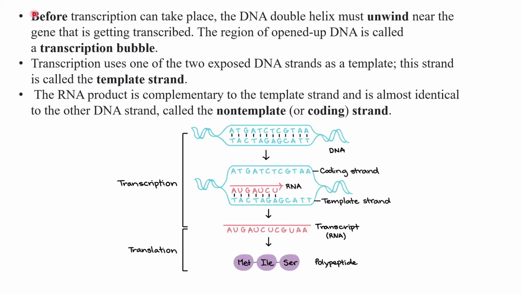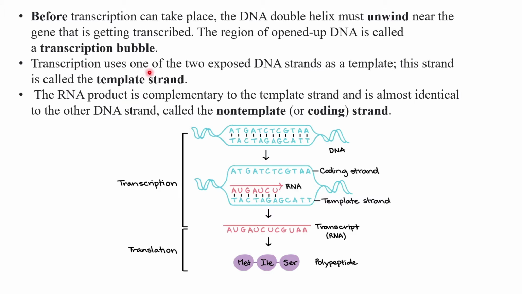Next, before transcription can take place, the DNA double helix must unwind near the gene that is getting transcribed. The region of opened up DNA is called the transcription bubble. Here we can see this is a DNA. The unwound DNA helix is called the transcription bubble. This is the coding strand, this is the template strand, and this is the newly formed RNA strand.